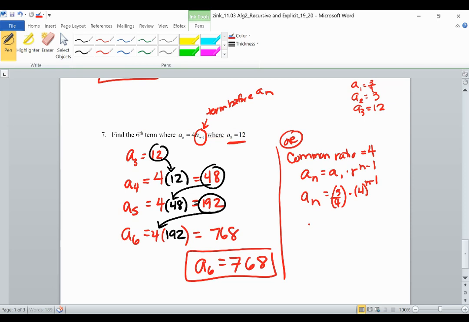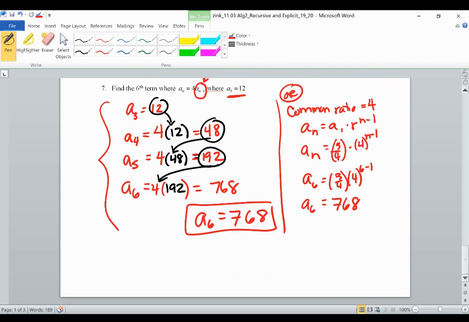And if we're looking for the 6th term, 6 minus 1 is 5, and then you could type that right into your calculator. So you do your 3/4 times 4 raised to the 5th power, and that gives you 768. I think the second way is quite a bit harder, so I would definitely just stick with that recursive formula. All right, and that is it for us for recursive and explicit.